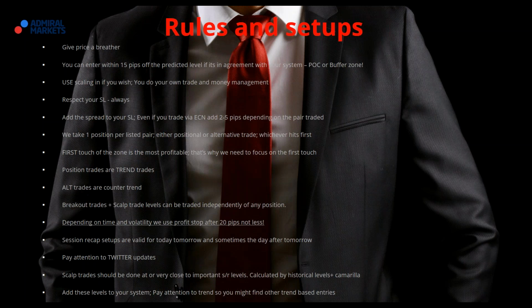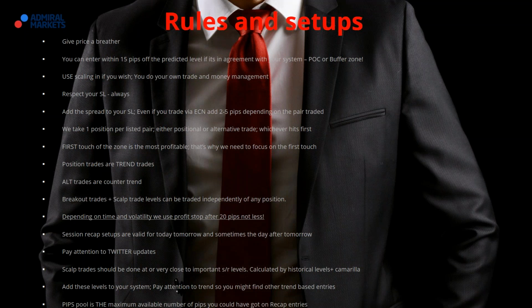So rules and setups for our trading session are: give price a breathing room, and you can enter within 15 pips of the predicted level if it's in agreement with your system. We call it POC or buffer zone. Use this scaling in if you wish, but don't forget, guys, you do your own trade and money management. Respect your stop loss always. Add the spread to your stop loss. Even if you trade via ECN, try to add 2 to 5 pips depending on the pair traded.